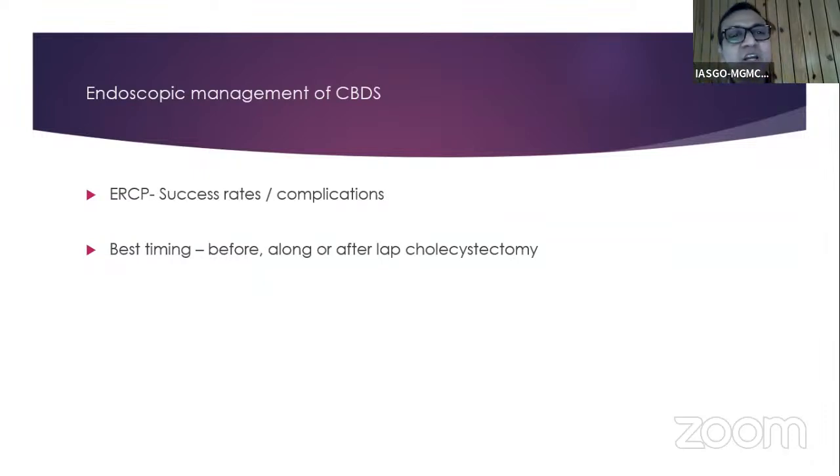Amit, can you please elaborate on the success rates, complications, and timing, especially whether before surgery, along with surgery or after surgery, which would be the right thing? Yeah, actually, if you look at the success rate when you're doing just sphincterotomies and ERCPs, it was reported to be around 80 to 90%. But with the coming of sphincteroplasties, that is the balloon dilatation, the success rate has gone beyond 95%.